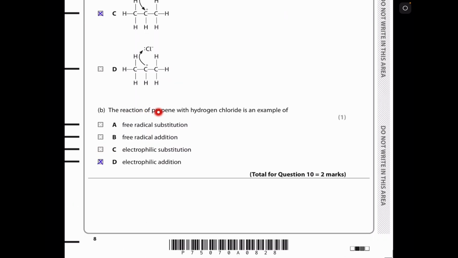In part B, the reaction of propene with hydrogen chloride is an example of, of course, an addition reaction, and an electrophile attacks during the mechanism, so it's going to be electrophilic addition.